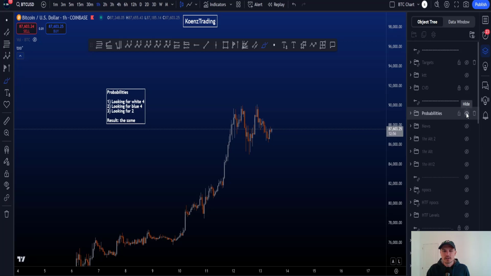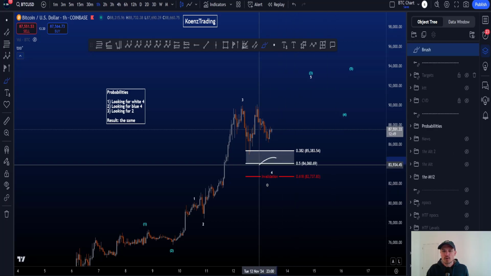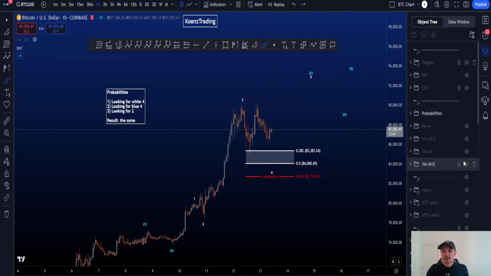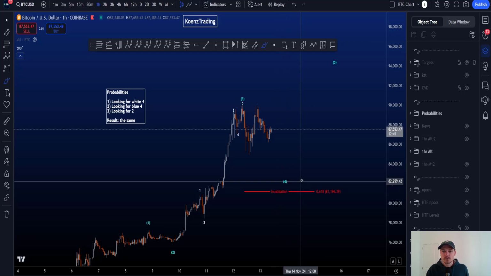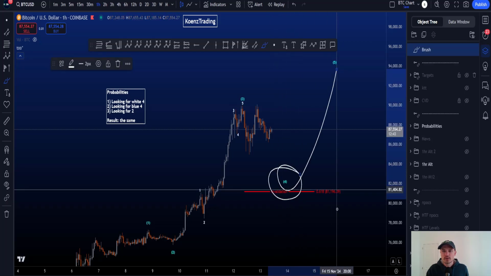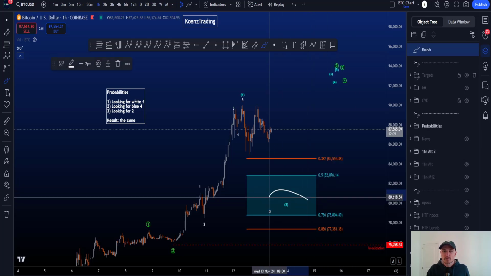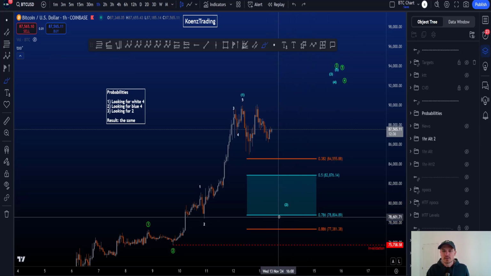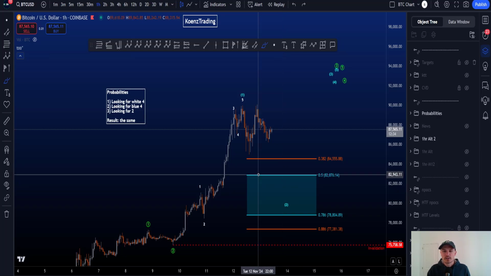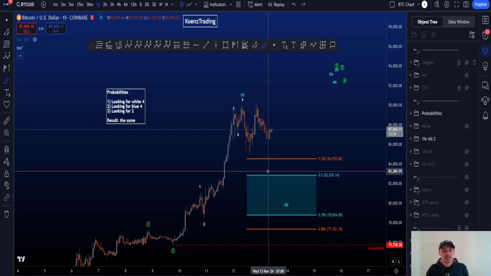If we then finally look at the probabilities of the different scenarios, then currently the highest probability scenario is where we are looking for the white wave 4, another move to the upside in 5. On the number 2 spot, we are looking for the blue wave 4 and another move to the upside in wave 5. And then on the final spot, we are looking for a deeper retracement in 2. Now, in all of these scenarios, the result is the same. You are looking for price to move towards the upside. It's just that the invalidation is different.